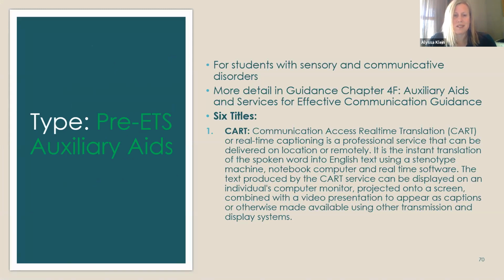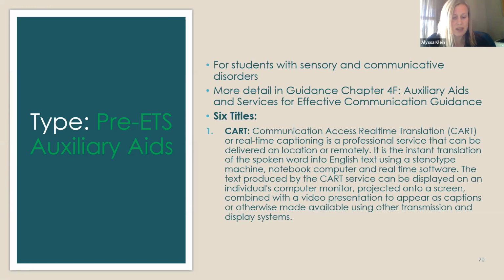So what are auxiliary aids? Auxiliary aids are for individuals, or in the case of pre-ETS students, who have sensory disorders. So that would include those who are deaf, hard of hearing, or those with visual impairments, or those that have communication disorders, such as cerebral palsy that impacts a person's ability to use speech. So it's only for those types of disabilities. If you want to learn more about auxiliary aids, you can view Guidance Chapter 4F, Auxiliary Aids and Services for Effective Communication, which has more detail.